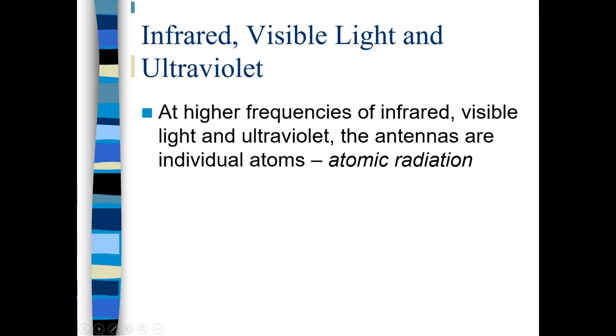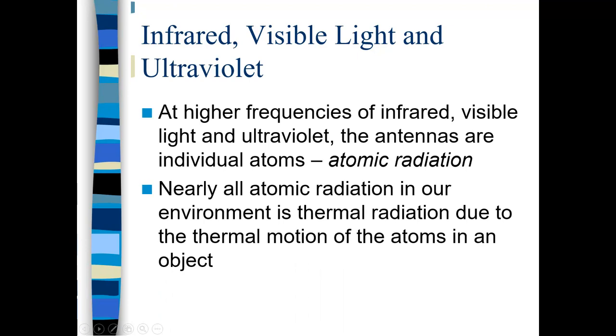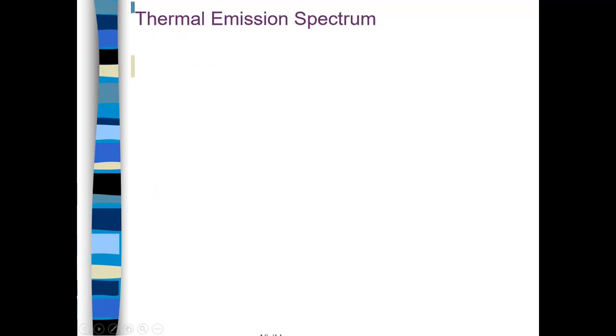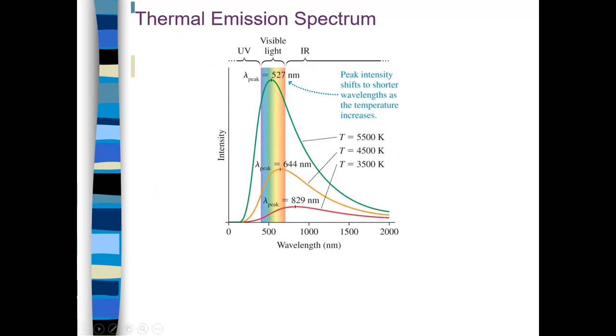At higher frequencies of light, infrared, visible light, and ultraviolet, the antennas are individual atoms, so you see atomic radiation at that point. And nearly all the atomic radiation that we see in our environment, this is infrared light, is thermal radiation due to atoms moving around. Okay, and we see light in this particular range here.